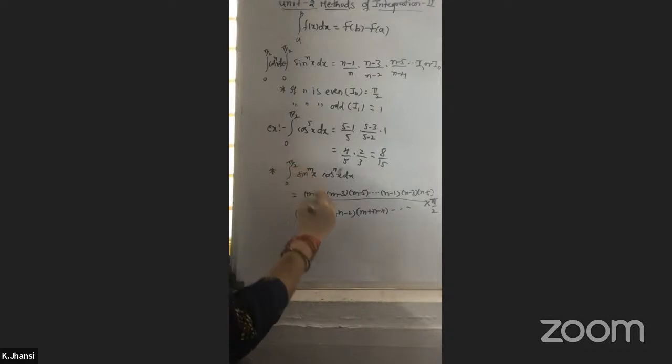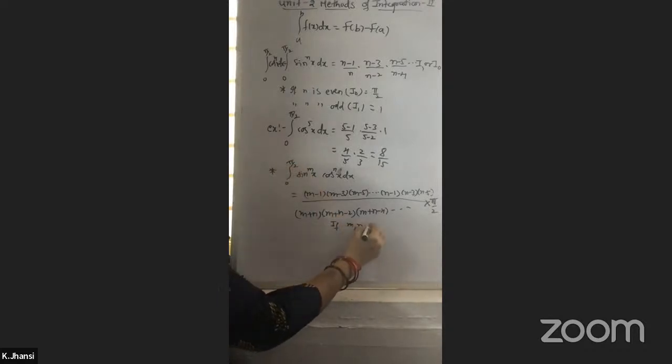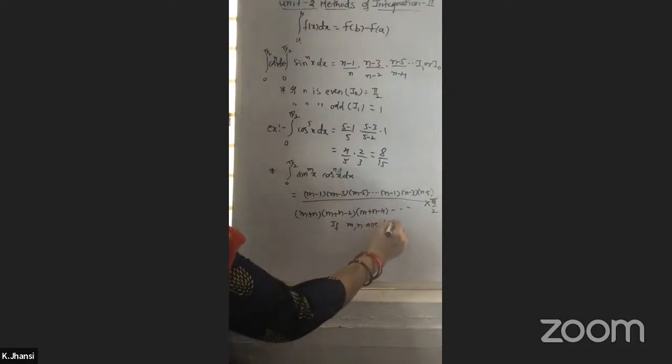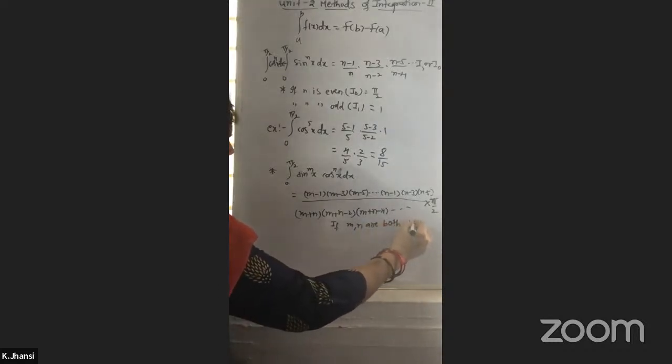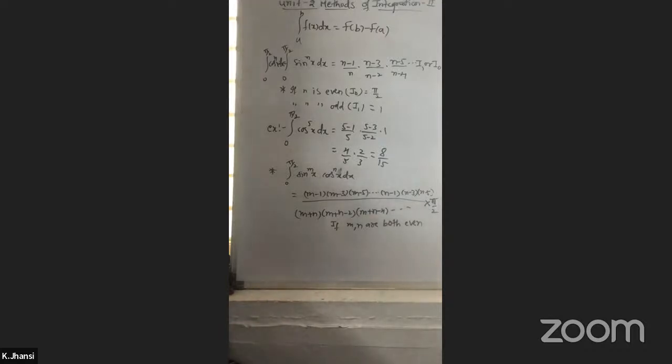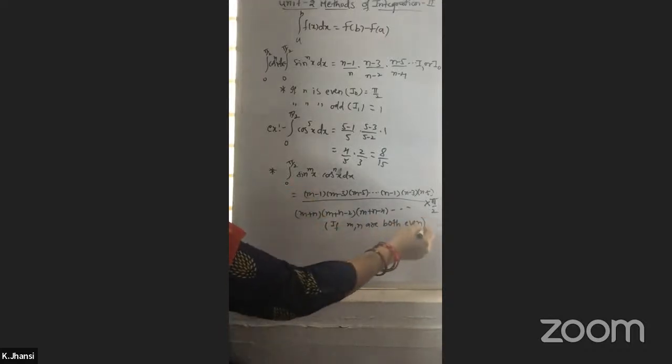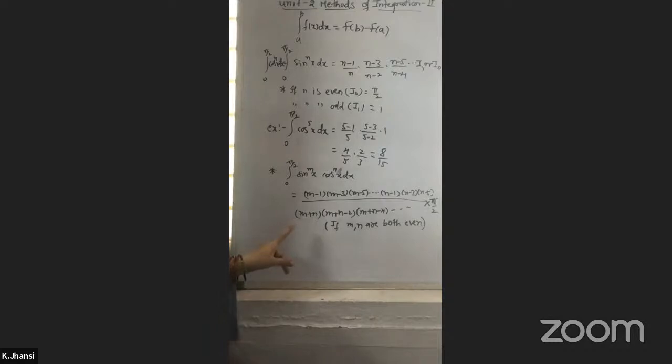And this condition is, if m comma n are both even, then this formula is applicable. If one is odd or one is even or anything else, then you should remove this pi by 2. We only have to substitute these values in this formula. So you can take one example, the problems that are in your textbook.